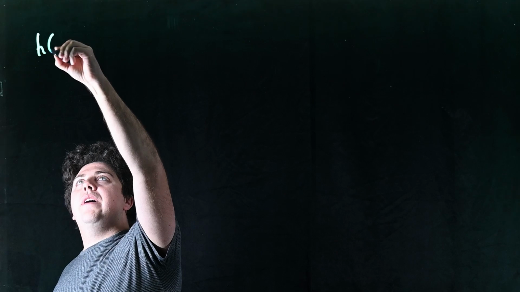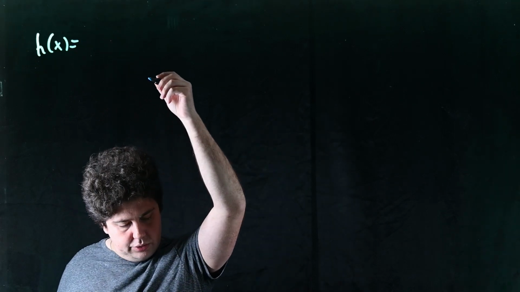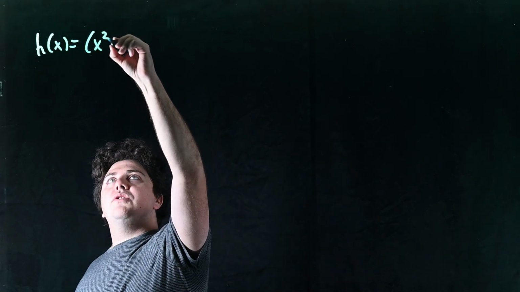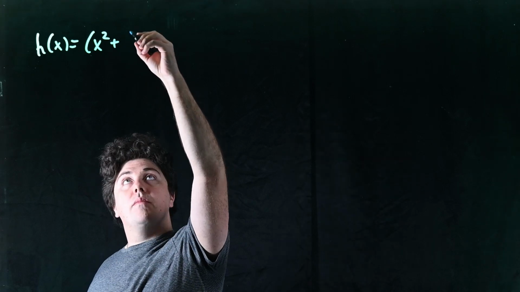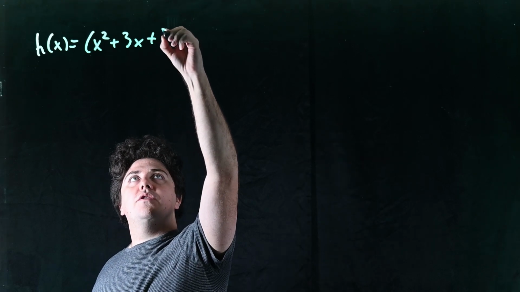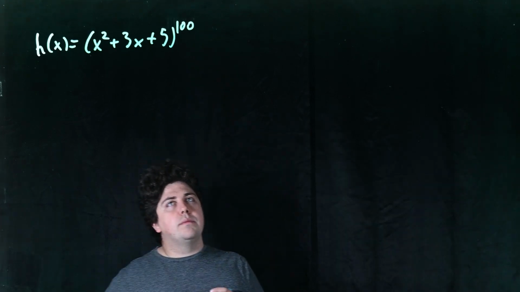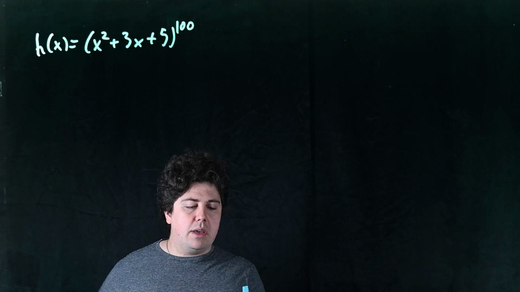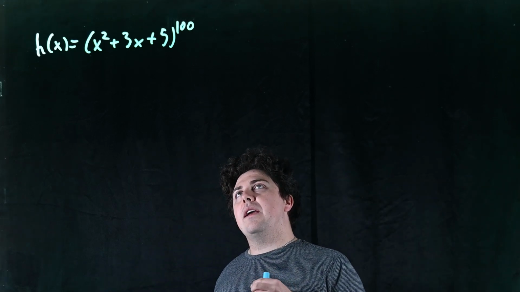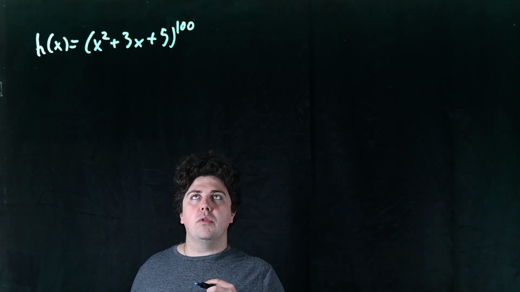Let's call it h of x is equal to (x squared plus 3x plus 5) to the power of 100. Now, yes, this is just a polynomial, but why do we like this? Why do we want to be able to use the chain rule here?